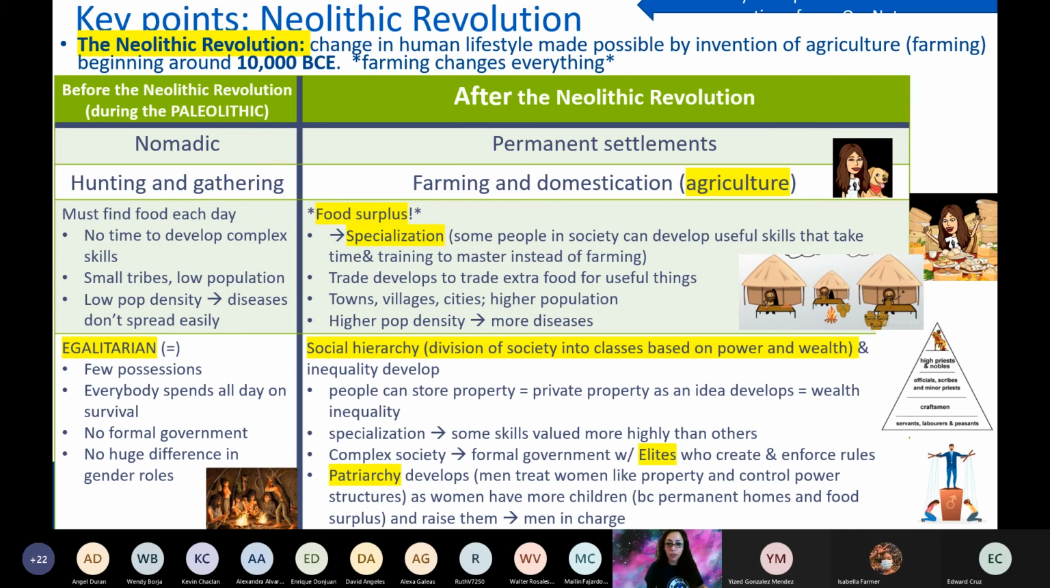And that changes everything. As soon as you have a surplus of food for the community, then you have a situation where not everybody has to spend their whole day farming. Instead, some people in society can develop useful skills that take time and training to master. Like, you can learn how to make weapons, you can learn how to work metal, you could learn how to turn plants into medicines, you could develop a system of writing and trade. This is called specialization. It's the acquisition of special skills beyond farming.